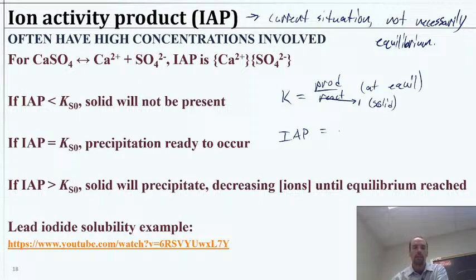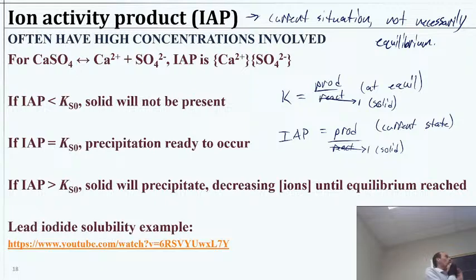So the ion activity product is simply going to be the products at the current state. I will say it's products over reactants, but that's also going to go to 1, right? So when we talk about ion activity products, that first line up there is showing exactly that. We have the activity of calcium times the activity of sulfate. For that example, that is the ion activity product.